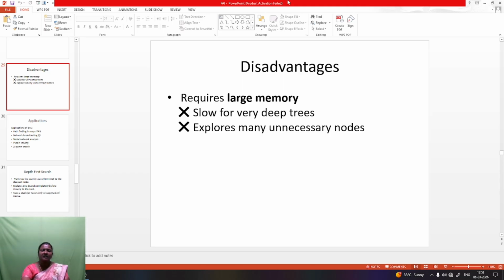In this algorithm, we should not omit any nodes. We should visit each and every node. So for deep trees, it will take more time and more memory. It explores many unnecessary nodes. As I already told, we should not omit any nodes. We should visit all the nodes level by level in a breadthwise manner. So it explores many unnecessary nodes, so it is a time-taking process, and it takes more memory space also.